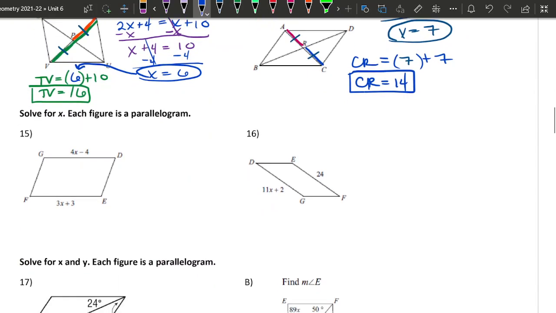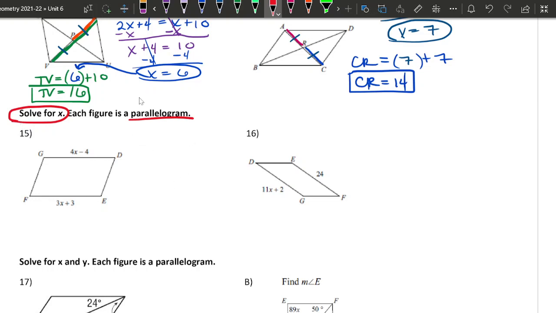Okay. 15 and 16, these are pretty much the same problems. I'm only going to do one of them. They're just going different directions. It still says that these are parallelograms, and this time it does say solve for x. So I don't need to find the length or the angle of anything. I just need to solve for x.